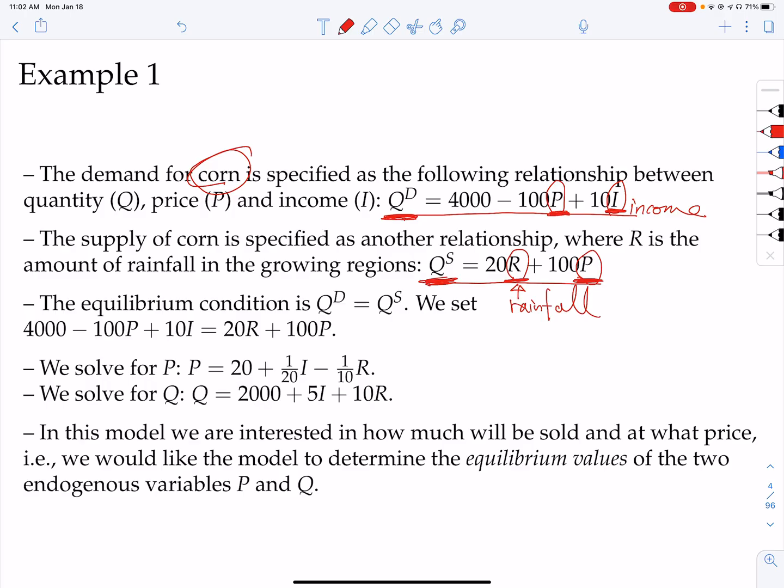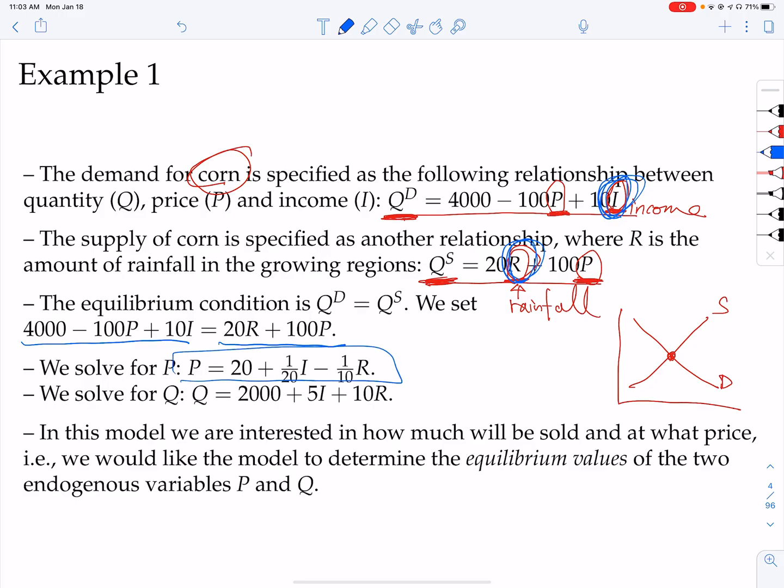All right. So how do you find the equilibrium? So here's the demand and here's the supply, and the equilibrium will be here, right? So for given income and rainfall, the demand is equivalent to the supply. That's the equilibrium, right? And if you solve for P, we get this one. And if you solve for Q, you get this one. Okay.